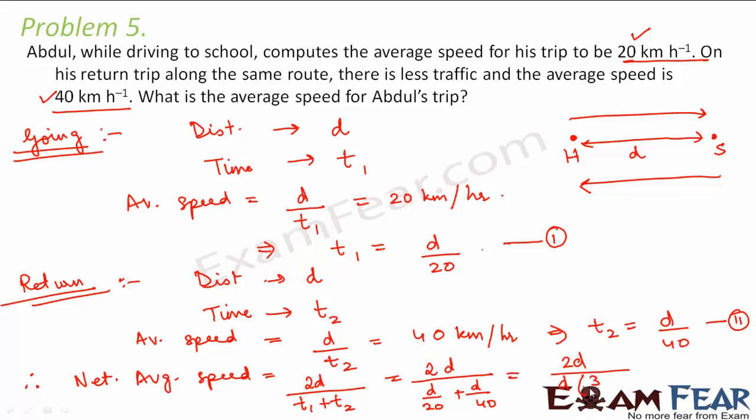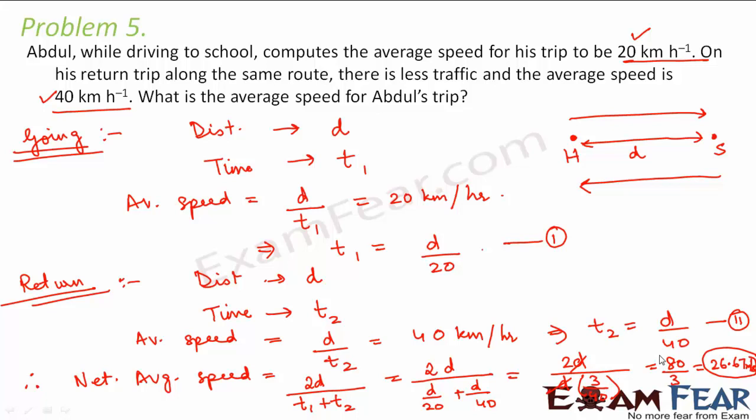D into 3 by 40. So, D will get cancelled. So, this comes out to be 80 by 3, that is equal to 26.67 meter per second. So, this would be the average speed for Abdul's trip. This is the average speed for the entire trip, which includes his going to the school and his coming back from the school as well.